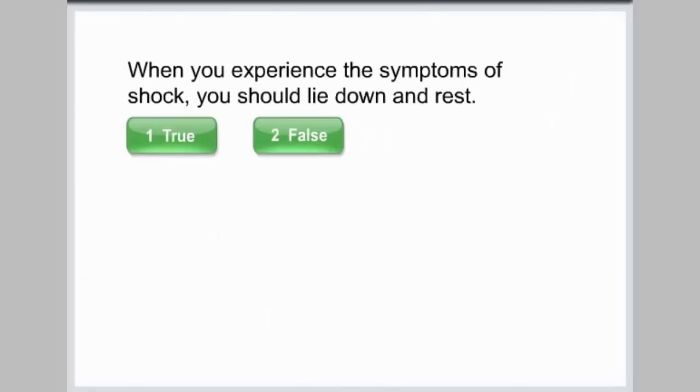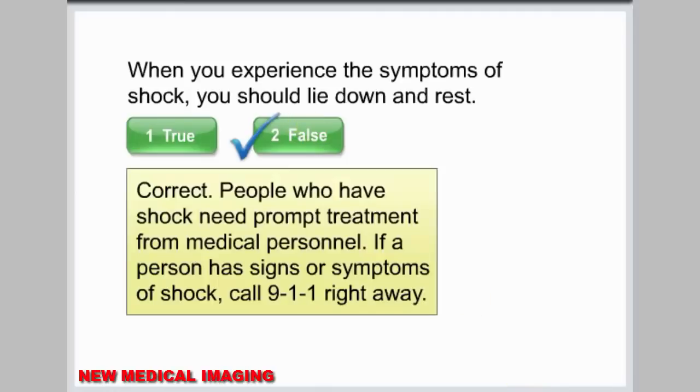When you experience the symptoms of shock, you should lie down and rest. Select true or false. Select correct. People who have shock need prompt treatment from medical personnel. If a person has signs or symptoms of shock, call 911 right away.